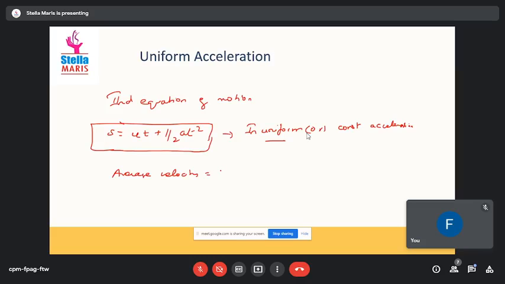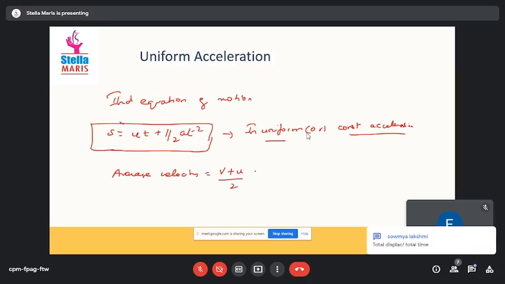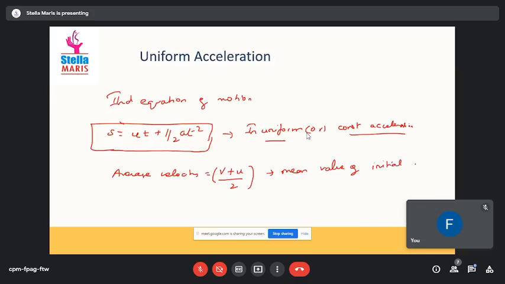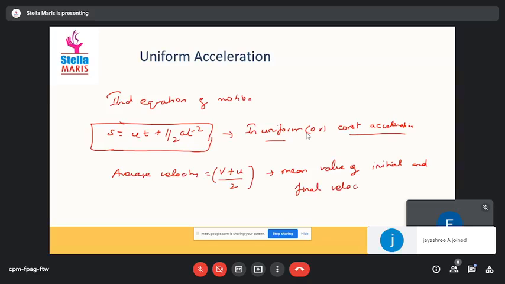What is the average velocity formula? Average velocity is not dx by dt, it is delta x by delta t. Am I right or not? Yes, sir. But when a body is moving with constant acceleration, the average velocity is nothing but the mean value of the initial and final velocity, that is initial velocity plus final velocity divided by 2. So what is the formula for average velocity when the body is moving with constant acceleration? It is (v plus u) by 2. You have to remember this.